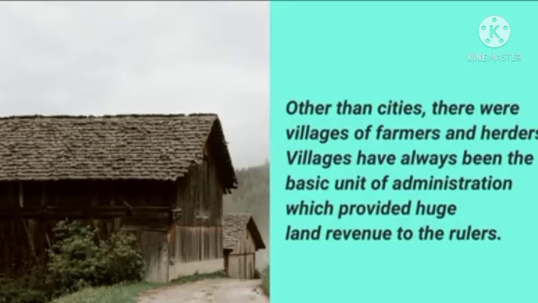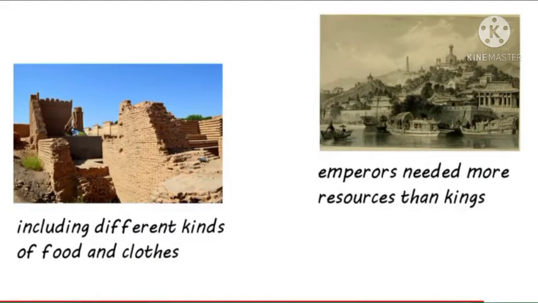In other areas, there were villages of farmers and herders. In some areas, such as central India, there were forests where people gathered forest produce and hunted animals for food. People in the different parts of the empire spoke different languages. They probably ate different kinds of food and wore different kinds of clothes as well.